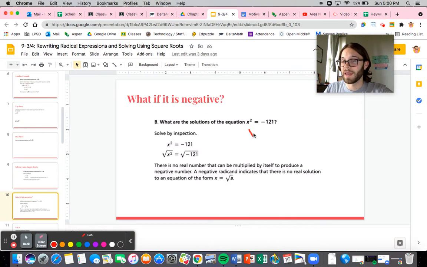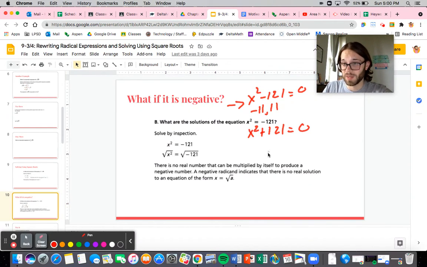So if I had it written the other way, plus 121, even though this looks nicer than something like, let's say, this one right here, that one is going to have two solutions, negative 11 and positive 11. This one is going to have no real solutions, right? If you try and take the square root of this, you're going to get the square root of negative 121.